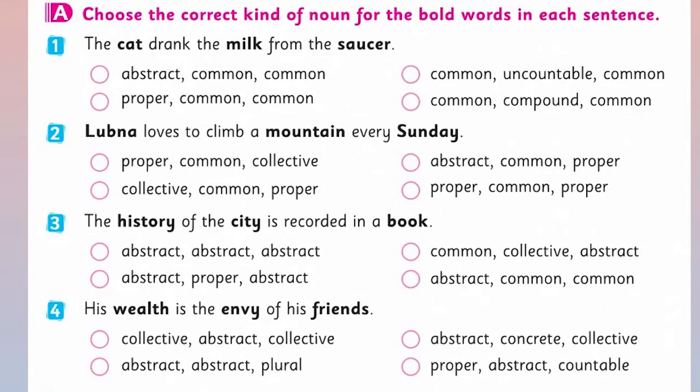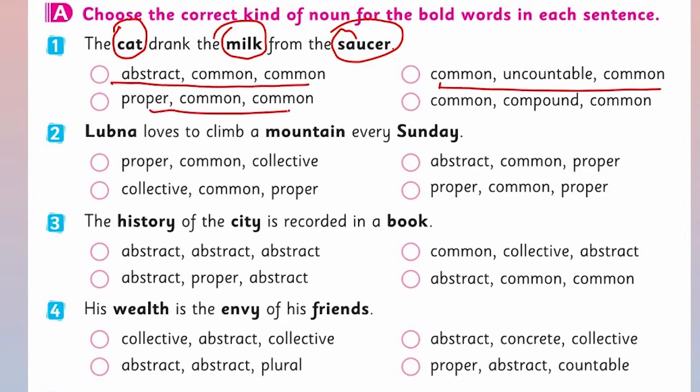The cat drank the milk from the saucer. You need to identify the bold one, which is written in bold. Cat, milk and saucer. What combination will be the right? Here we have the 3-3 combination of each noun. Yes, here the cat is common, milk is uncountable and saucer is common noun. So this is the right option.